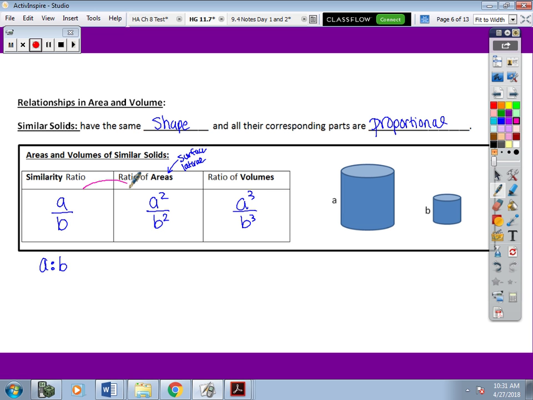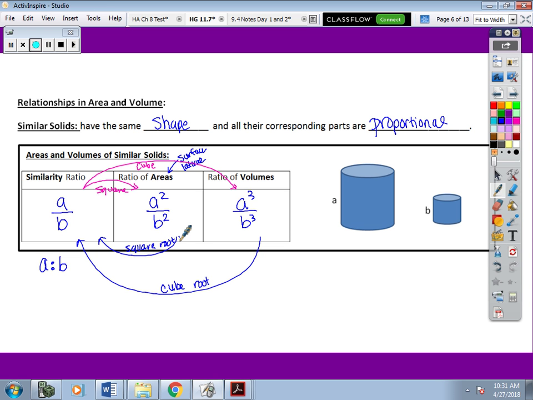So to go from similarity to area, what would I have to do to the ratio? Other way around. Just square. Square the top and the bottom. If you're going from the similarity ratio to the volume ratio, you would cube the top and the bottom. If we were going backwards from volume back to similarity, what would I have to do? Cube root the numerator and the denominator. And of course, going from area back, we would square root.